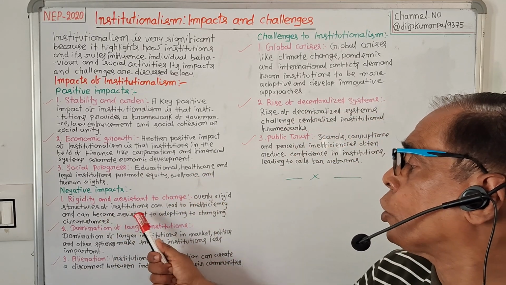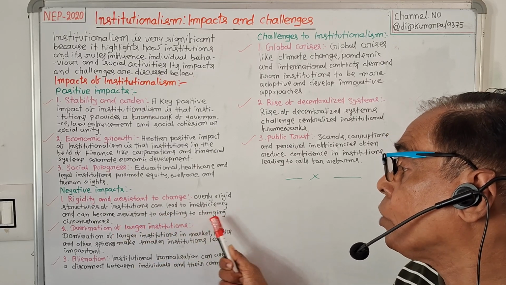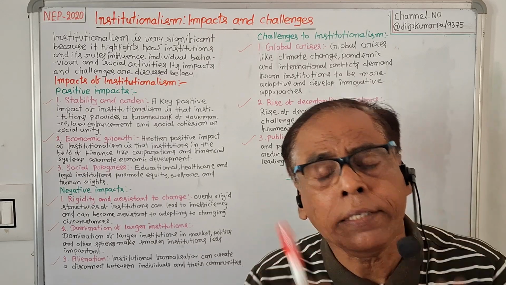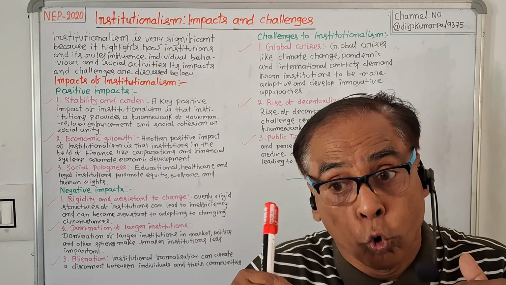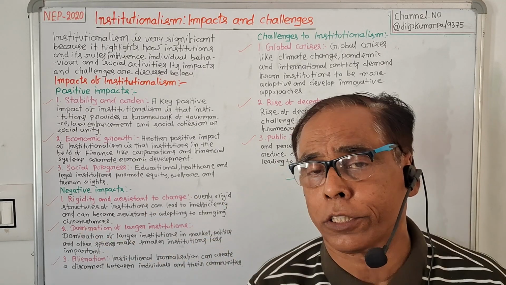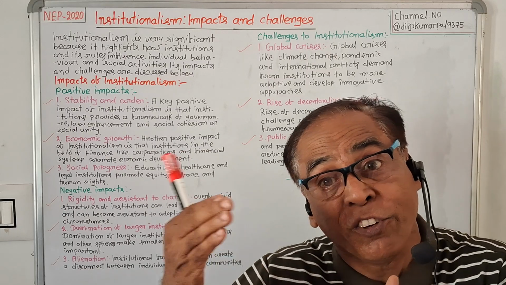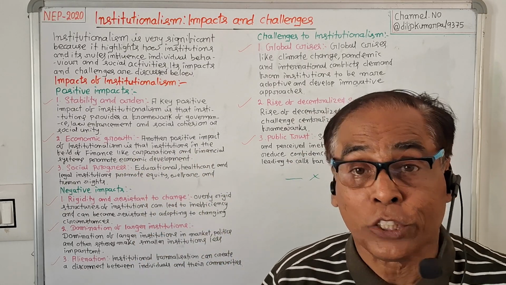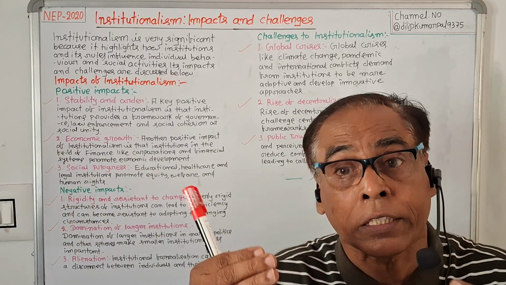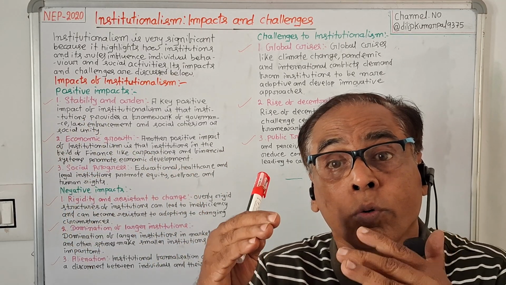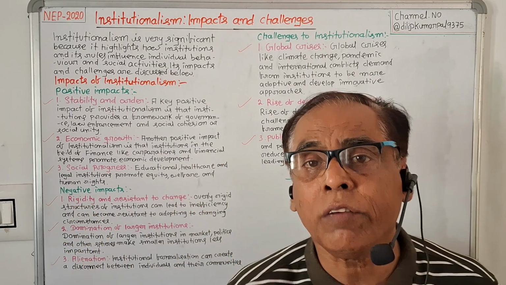Overly rigid structure of institutions can lead to inefficiency and can become resistant to adapting to changing circumstances. So a vital negative impact of institutionalism is that sometimes rigidity in the structure of institutions will lead to their inefficiency, and sometimes they resist changes. They will not make change. So it is a negative impact of institutionalism.